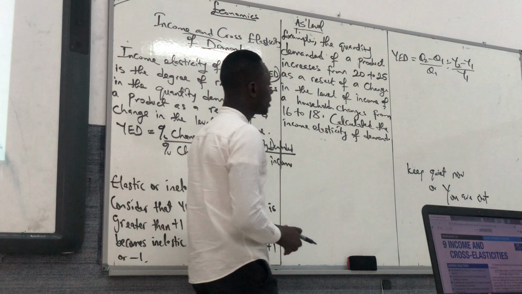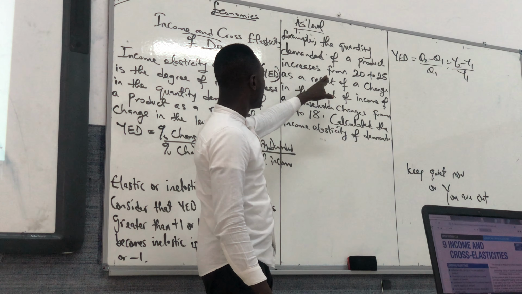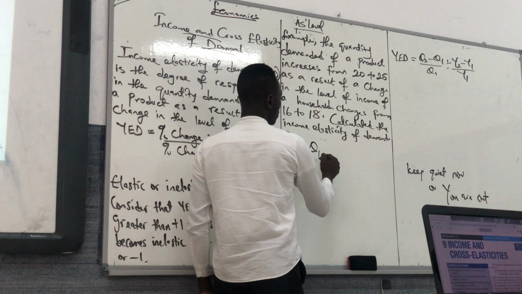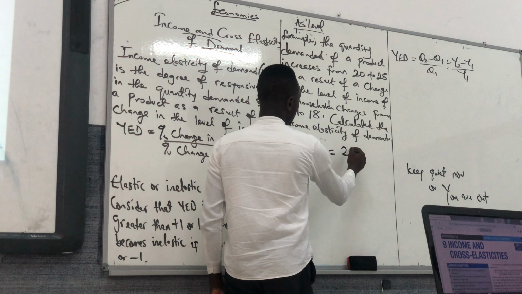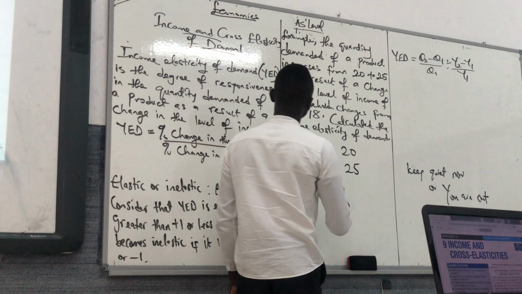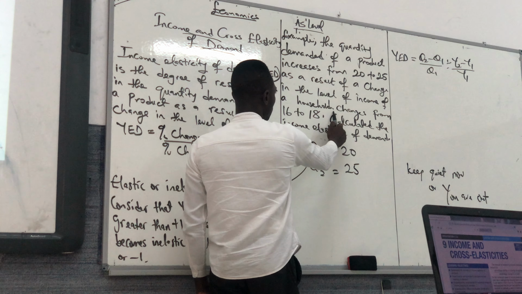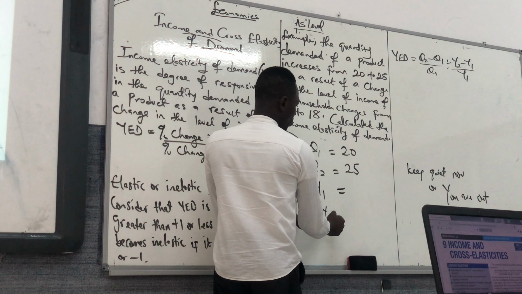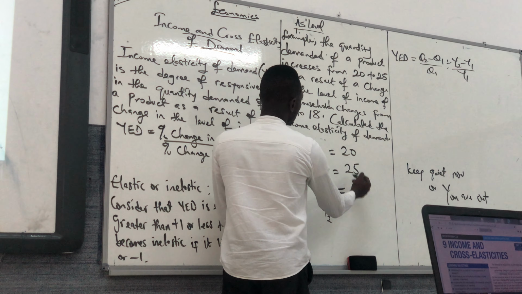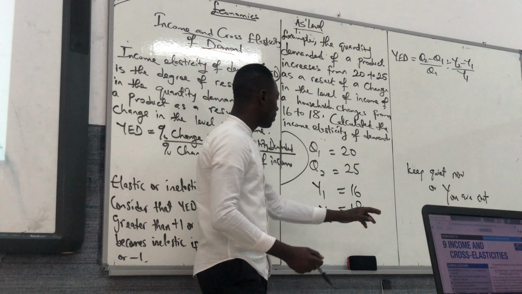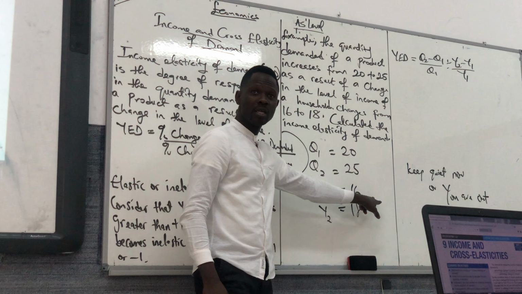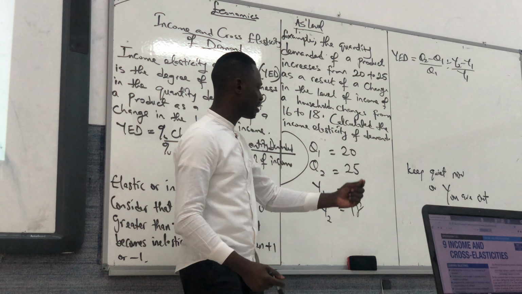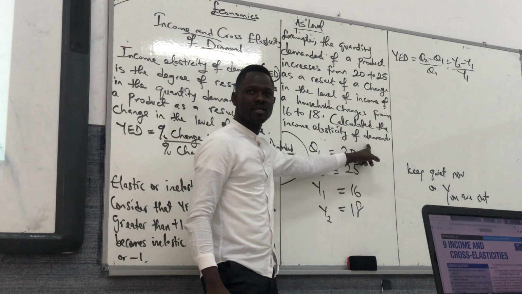Look at the question. The quantity demanded of the product increases from 20 to 25. So Q1 is 20 and Q2 is 25. As a result of the change in the level of income of the household, income changes from 16 to 18. Y1 is 16 and Y2 is 18. This is the original income. Now the level of income has risen, and as a result, the quantity demanded of that product also increases.